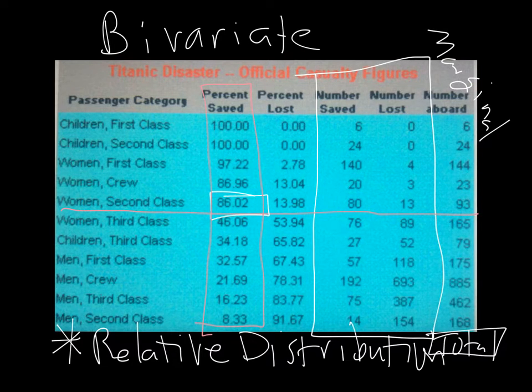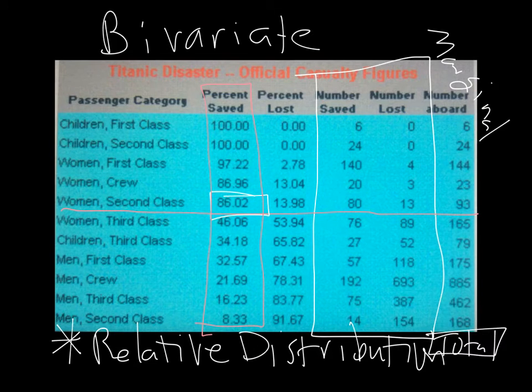But then you look at the ones that are the fewest. Men crew higher than men third class and men second class. So it's hard to say why that was going on. I wasn't there on the Titanic. Not many people who are still alive were. To ask and figure out why it is the way it is. But this is where we start to look at trends. We start to look at associations.